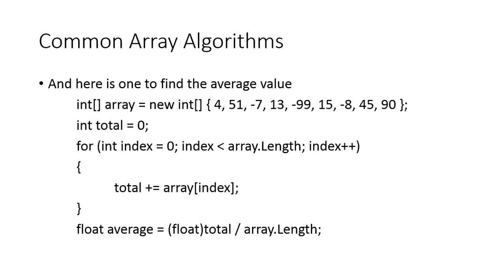Here's one that finds the average value, and in this case, outside of the for loop, we declare a total, like a running total that we're going to be adding to every time it goes through this loop. So the first time it gets the number 4, adds it to the total, then the number 51 adds it to the total, then -7, then 13, 99, and then finally it prints what the total average is.